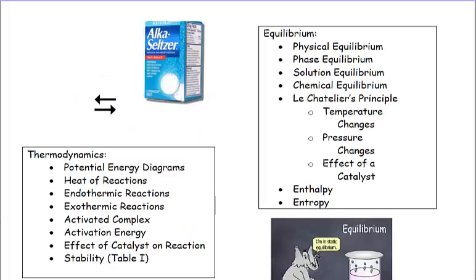We'll also be looking at thermodynamics. Thermo means heat energy. Okay, dynamics means motion. So we'll be looking at potential energy diagrams, heat of reactions, endothermic and exothermic reactions we kind of already know about, but we will be revisiting those. And we'll be learning about the additional terms here: activated complex, activation energy, effective catalyst on a reaction, and stability.